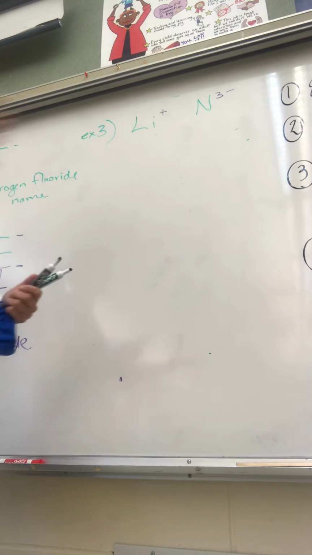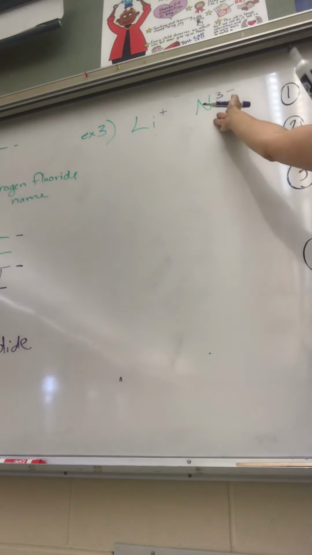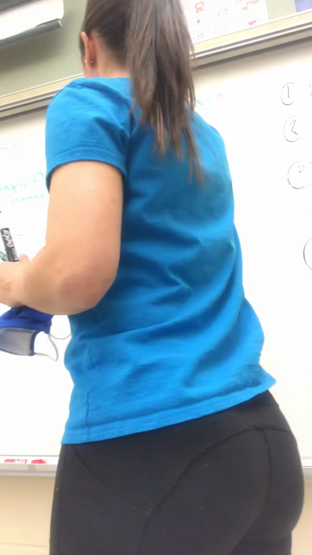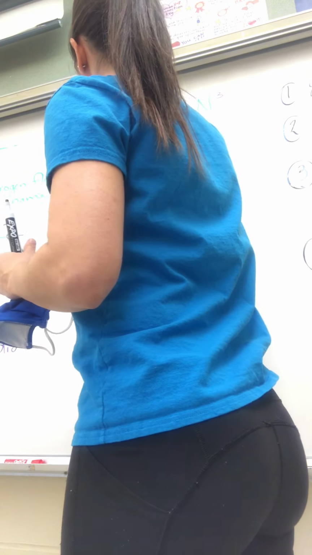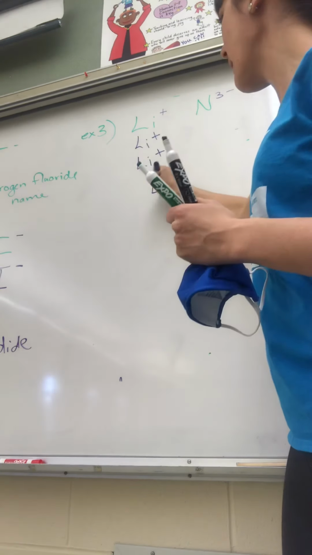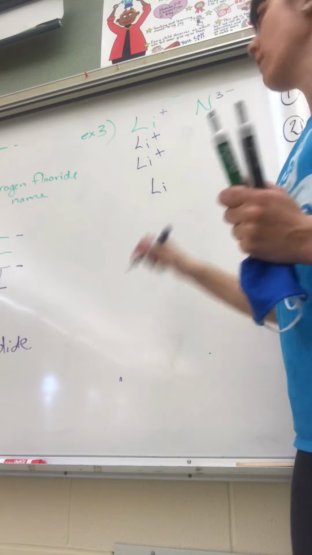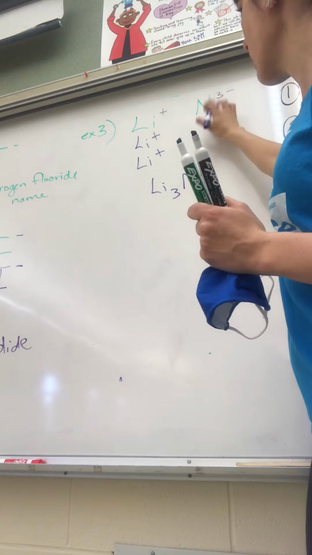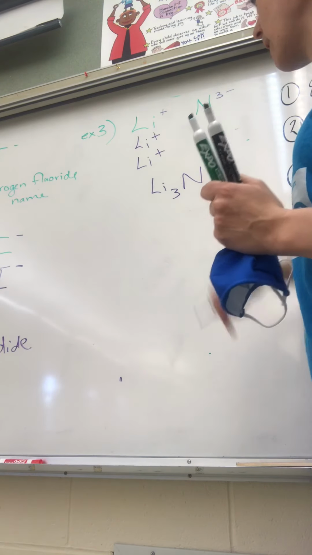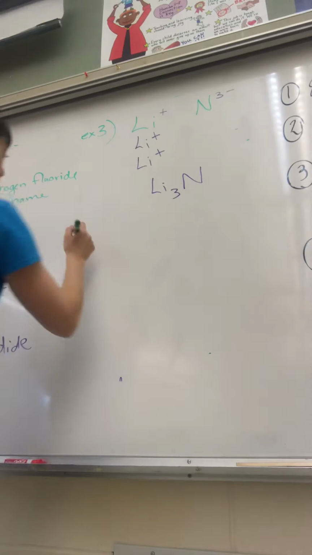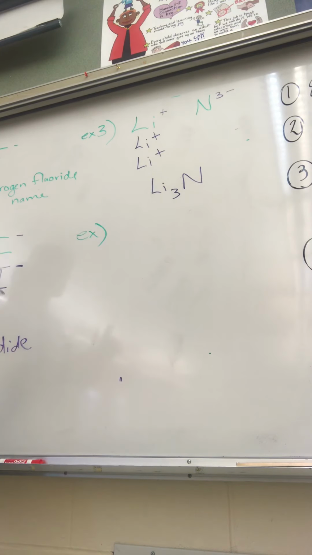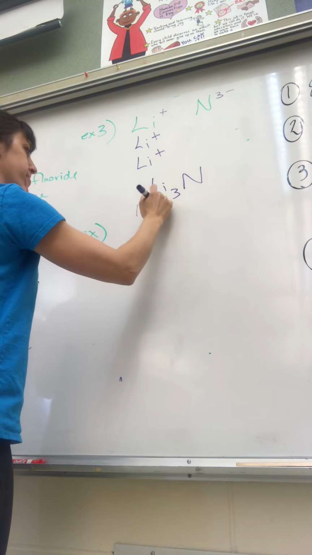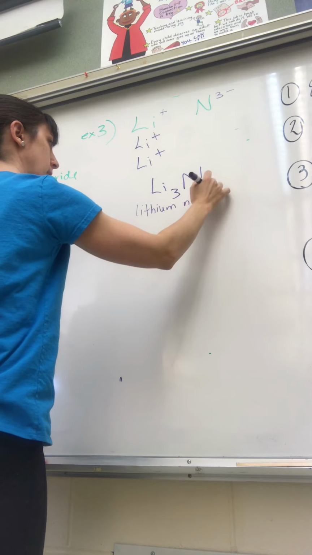How do I get that to balance? I have 3 electrons that were stolen. So how many of these do I need? 2 more. So how many lithiums do I have altogether? 3. How many nitrogens do I have altogether? I only have 1 atom of nitrogen, but I don't write it. Let's also put the name of it. What's this called? Lithium nitride. Lithium nitride, yeah.